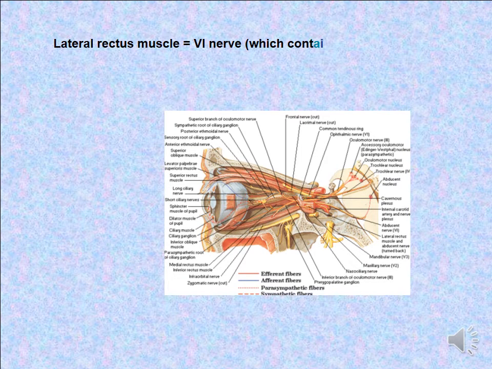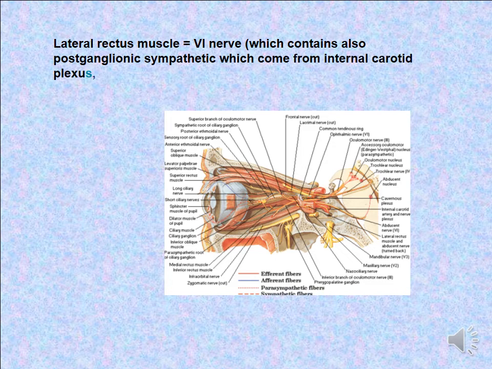The lateral rectus muscle is supplied by the sixth cranial nerve, which also contains postganglionic sympathetic fibers from the internal carotid plexus, and proprioceptive fibers that belong to the fifth cranial nerve. Except for the superior oblique muscle and the lateral rectus muscle, all the muscles are related to the third cranial nerve, but the superior oblique is from the fourth cranial nerve and the lateral rectus from the sixth cranial nerve.